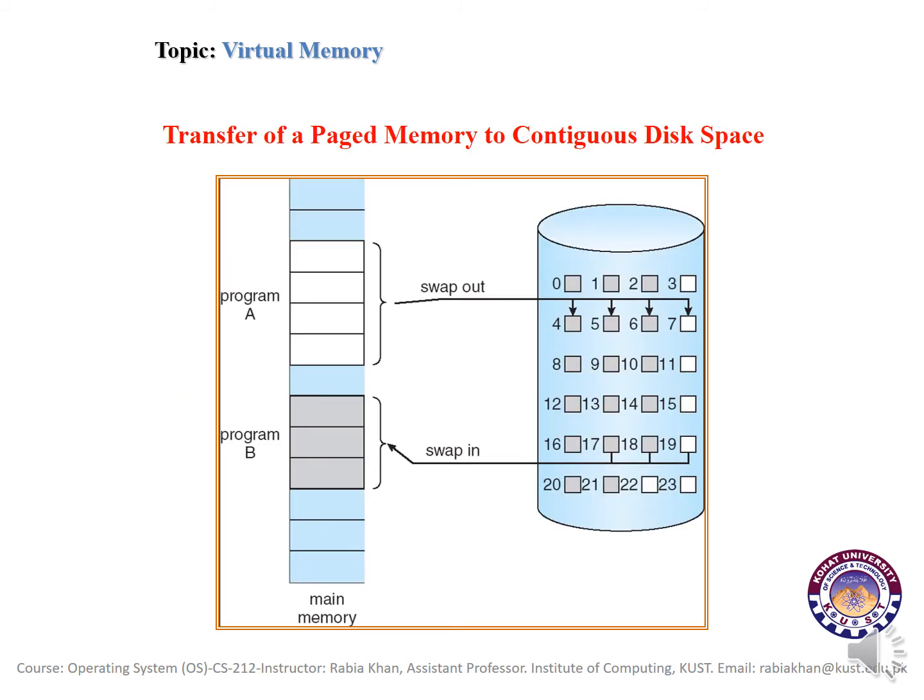Here, the swapping mechanism is shown. The pages which are blocked are swapped out of main memory to virtual memory, while the required or demanded pages are swapped in back to main memory. So the swapping mechanism is shown in this diagram.